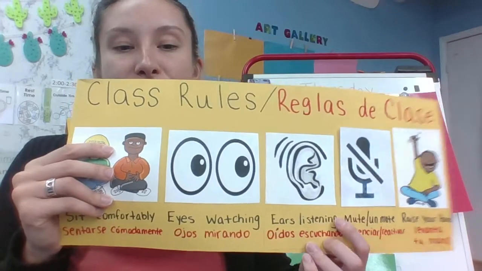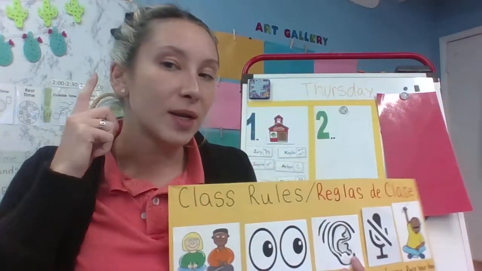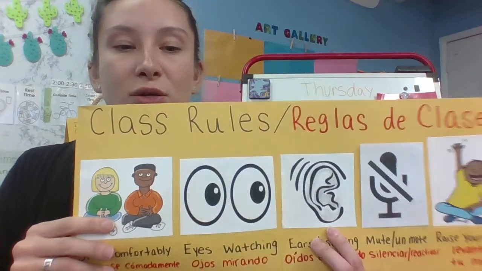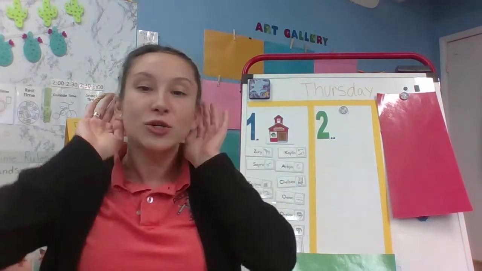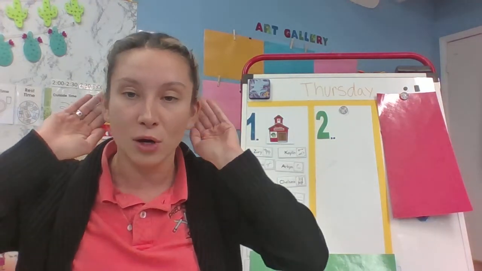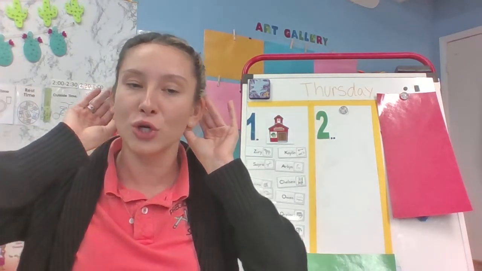Next, your ears. Everybody point to your ears. Your ears are listening. So this is how we show that we are listening. These are our listening ears and they are turned on.